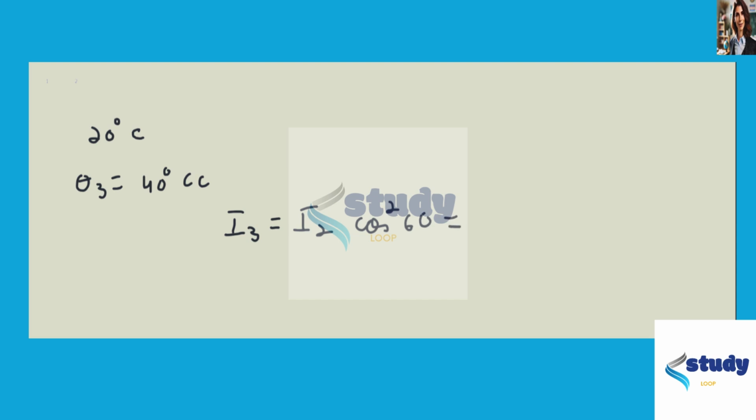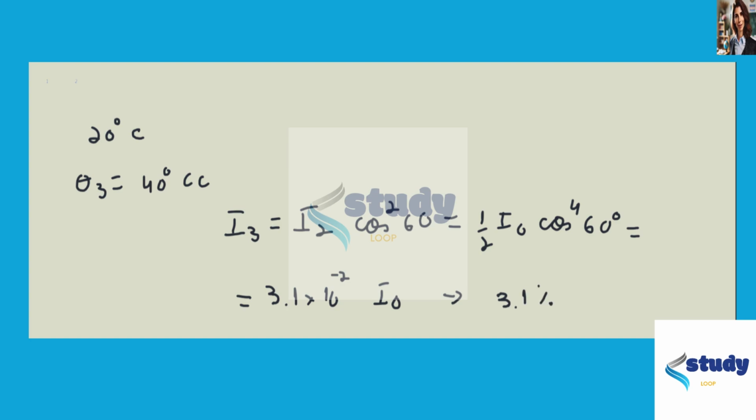And if you write I2 in terms of I0, this is 1/2 I0 cosine to the 4th, because there's 2 cosine square of the 60 degrees. And we can just plug the values here, and this gives us 3.1 times 10 to the minus 2 I0. This means that only 3.1% of the initial light passes through the whole system.